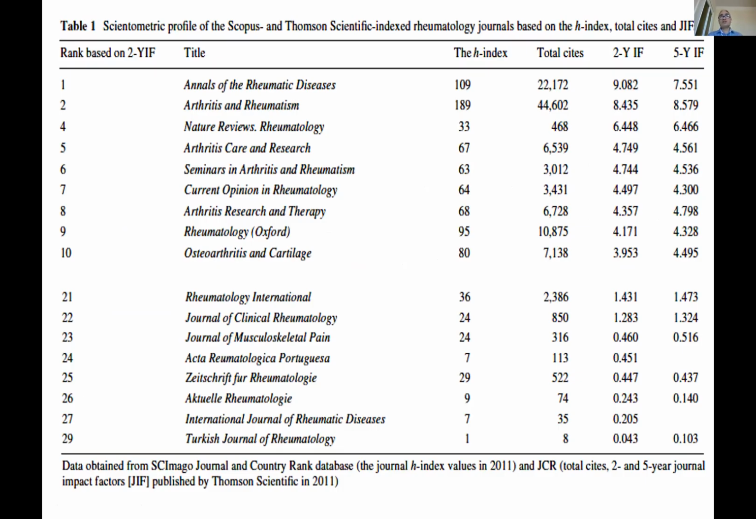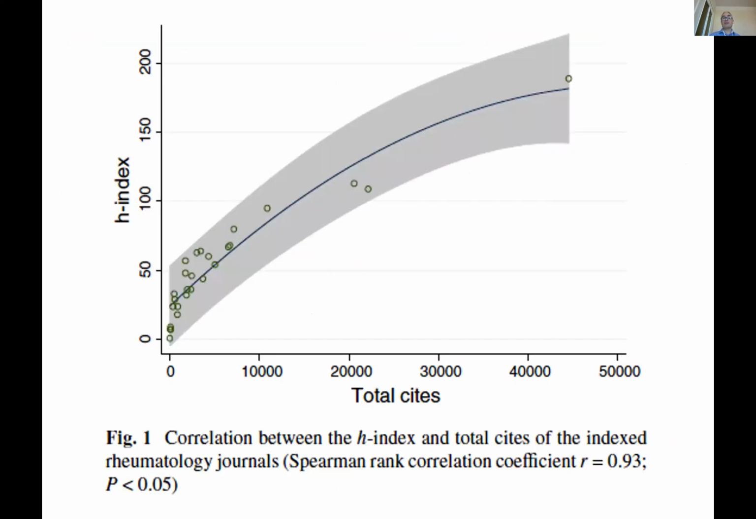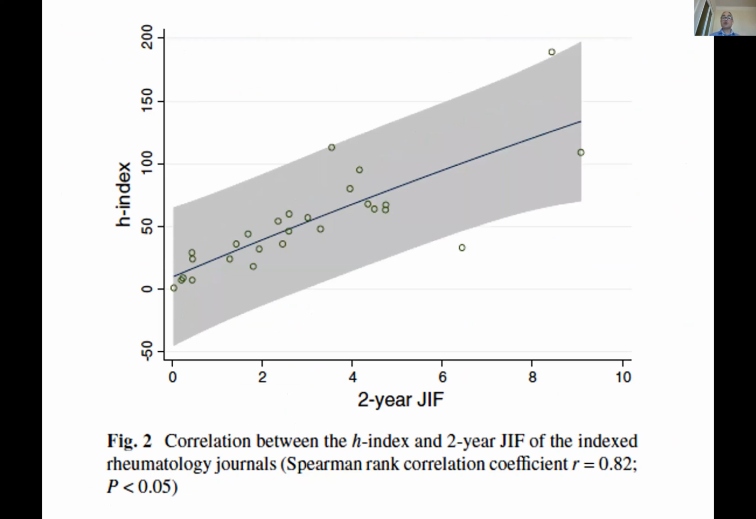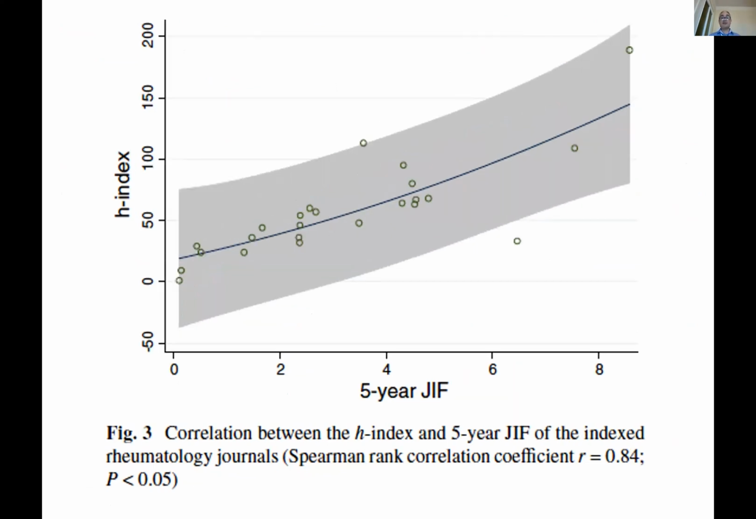So I mentioned Hersh Index for evaluating the influence of different journals. One of the first articles in this field analyzed Hersh Index of rheumatology journals. At that time, there were just 29 indexed rheumatology journals, and simple correlation analysis showed an almost linear association between Hersh Index and total citations, Hersh Index and 2-year impact factor, Hersh Index and 5-year impact factor. So Hersh Index can also be viewed as an alternative to journal impact factor.